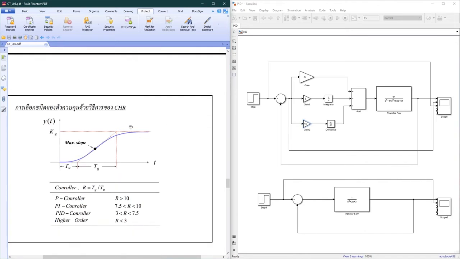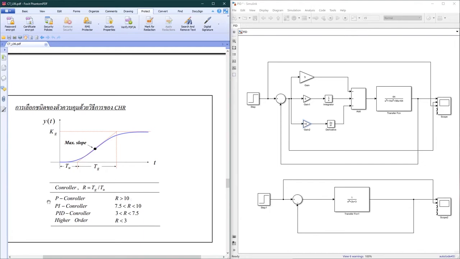After that, we will measure the slope around here and draw a red line through here, and we can define TU and TG. The ratio between TU and TG can tell us which control to use. R is the ratio of TG divided by TU.